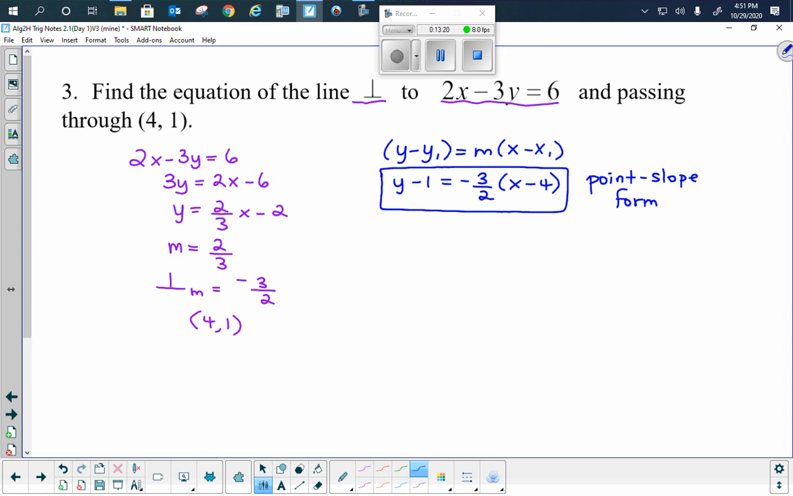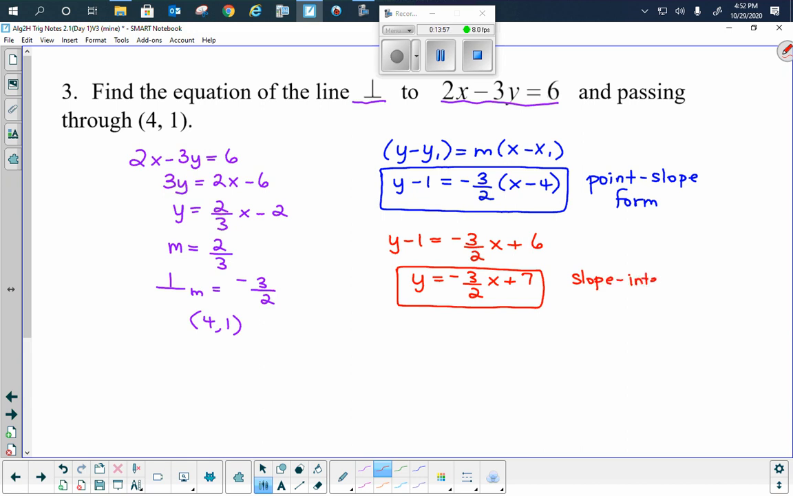All right, what if I asked you for slope intercept form? That means continue with what we have written in the blue and manipulate by distributing the negative 3 halves. So negative 3 halves x, and negative 3 halves times negative 4 would be 12 halves, so 6. And move the 1 over and combine like terms. So we'll have y equals negative 3 halves x plus 7. All right, that is now slope intercept form of a line.